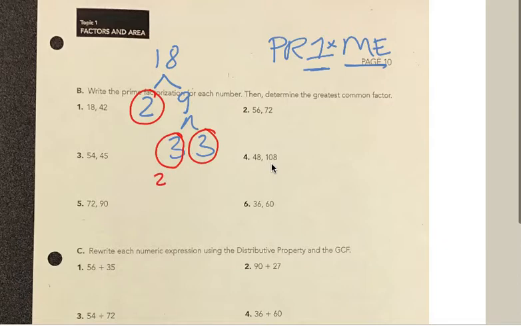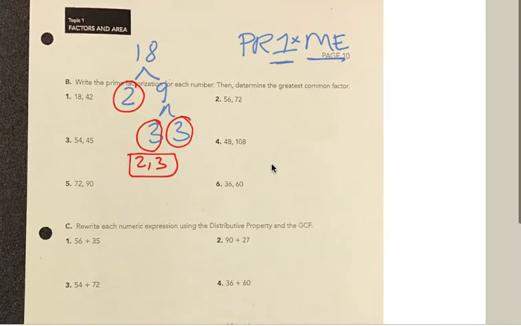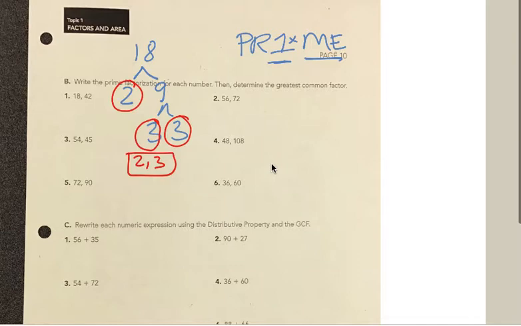So we say 2 and 3, and I kind of box them. Now I do my next number, which would be 42. So let me move over here. Let's do 42. We're going to do 6 times 7. 7 is a prime number, so I'm going to circle that one.